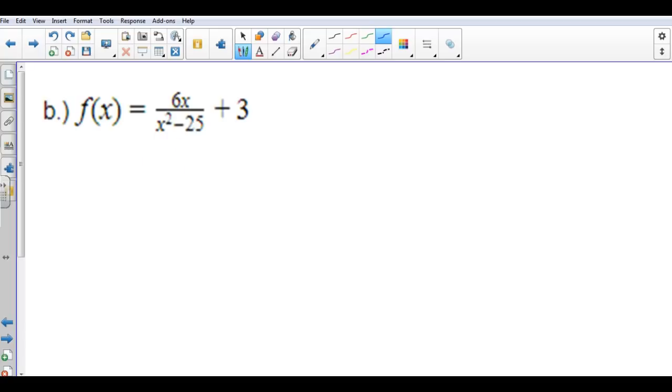This next example, I'll start off with factoring again. This time you can see that I do have this k value off to the side here, so that's going to come into play. But factoring this equation, my denominator is a perfect square binomial, so I'm going to factor it into x plus 5 and x minus 5.